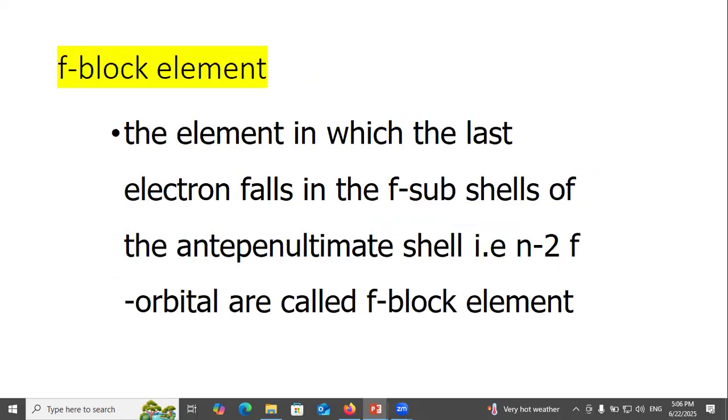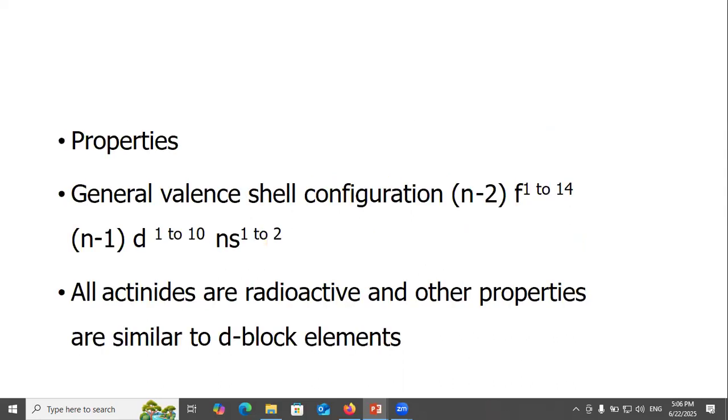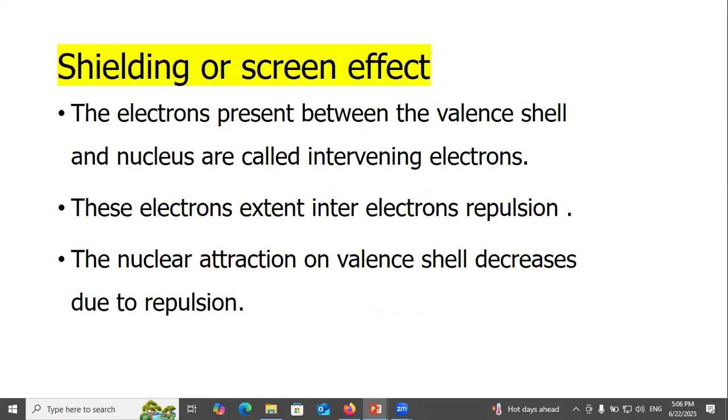F block elements: the elements in which the last electron enters the f subshell of the anti-penultimate shell, that is the (n-2)f orbital, are called F block elements. Properties: the general valence shell configuration is (n-2)f1 to 14, (n-1)d0 to 1, ns2. All actinides are radioactive, and other properties are similar to D block elements.